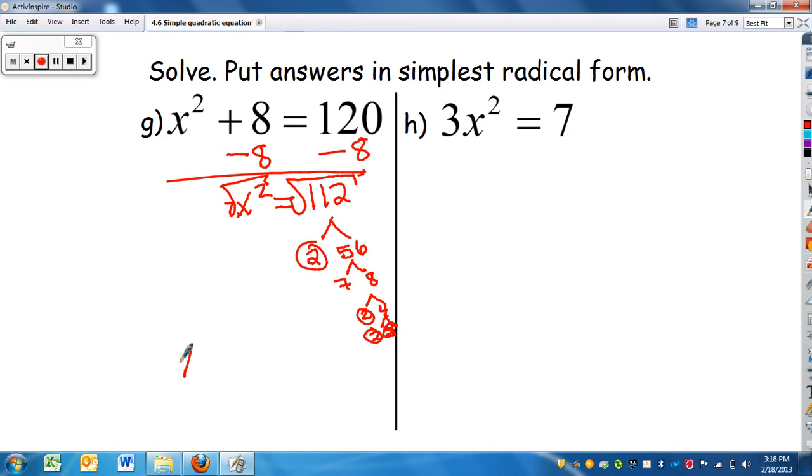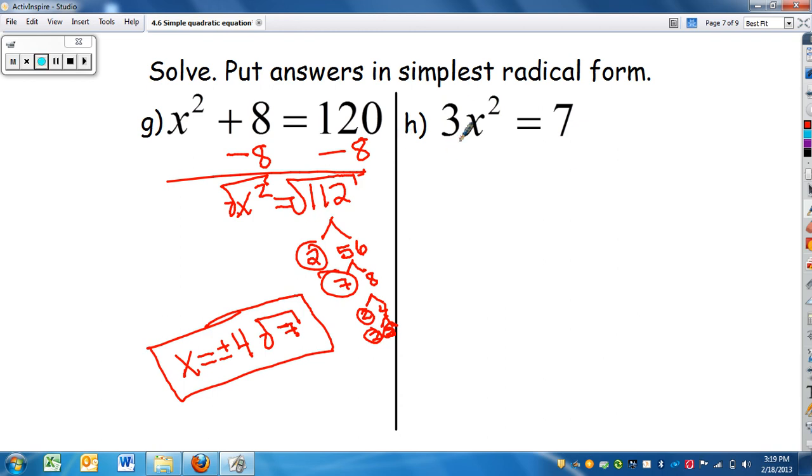Alright, so x equals plus or minus, can't forget that plus or minus. I have two pairs of 2, so that's 2 times 2, which is 4. And then, I forgot to circle my 7, square root of 7. Don't forget to circle your primes, otherwise you're going to miss them like I almost did.